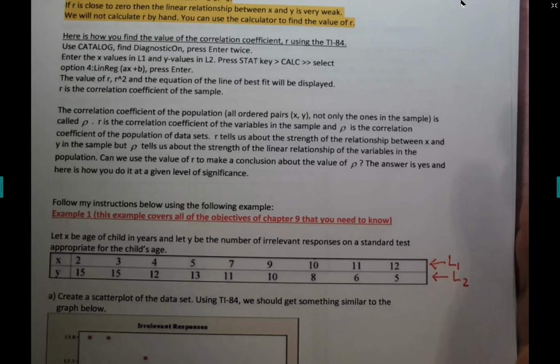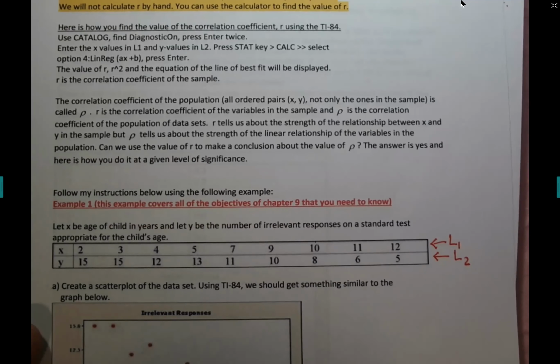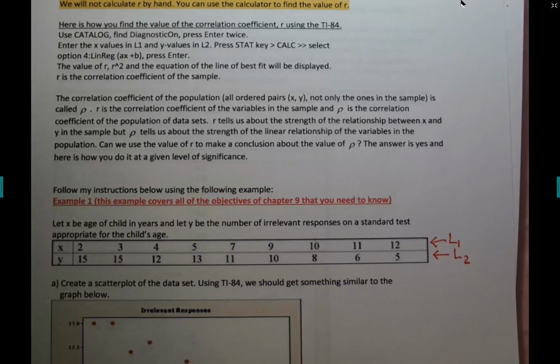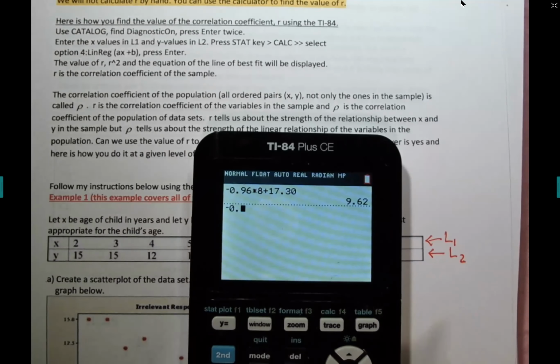What would be the number of irrelevant responses if the age of the child was 6 years? What would you do? Instead of multiplying it by 8, you multiply that by 6. Exactly. You just plug in 6, so it will be negative 0.96 times 6 plus 17.3. About 12 irrelevant responses. You see, the younger the child, the more irrelevant responses you have.